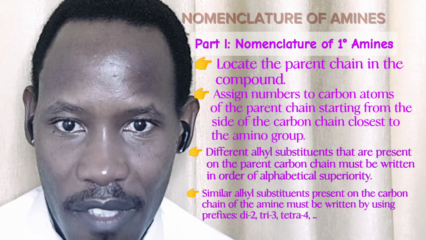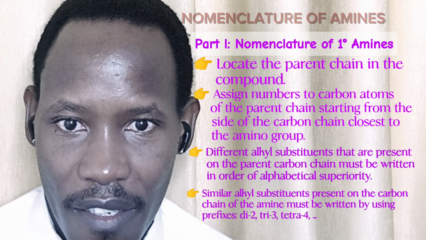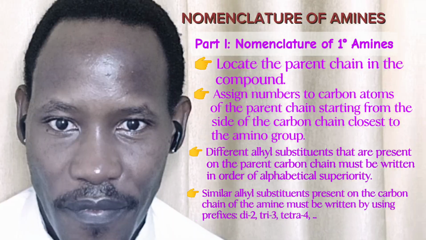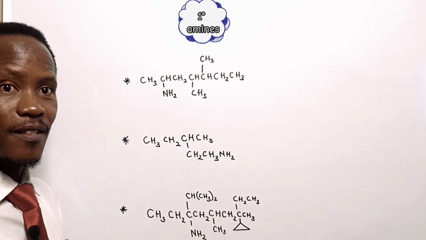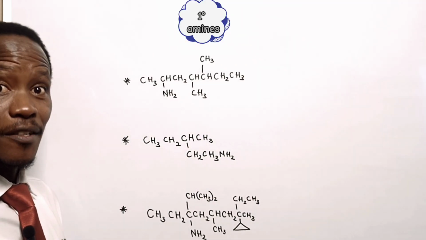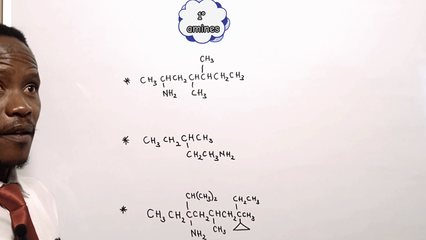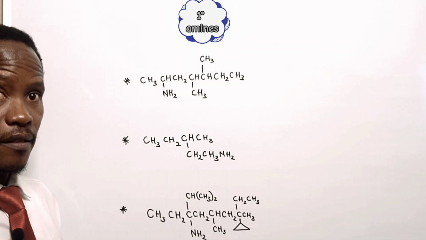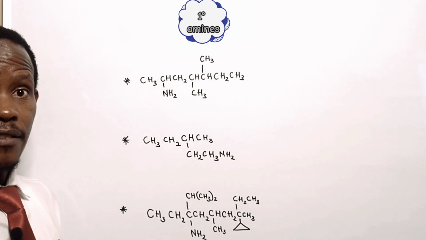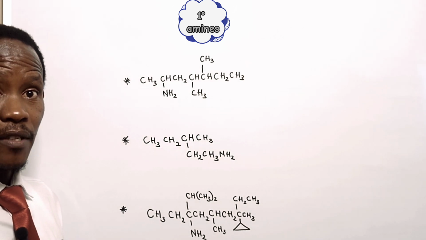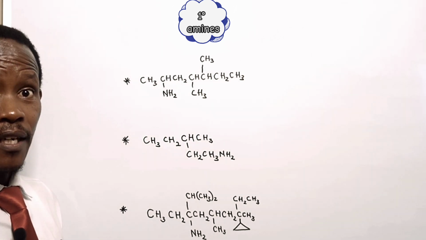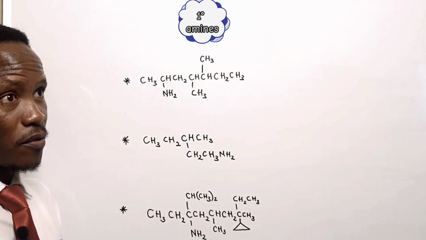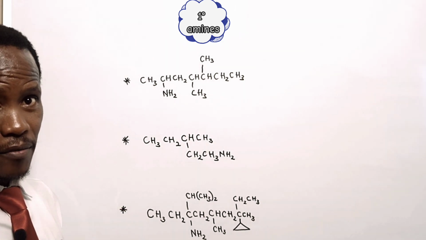So without wasting time, let us try to apply the above rules. By following the rules stated above, let us try to name each of the following compounds. Now, the first guideline states that we should obtain the parent chain. In this case, the parent chain is the longest carbon-carbon chain in the compound that is attached to the amino group. So we traverse our compound.